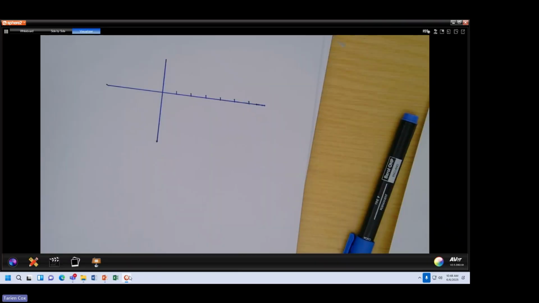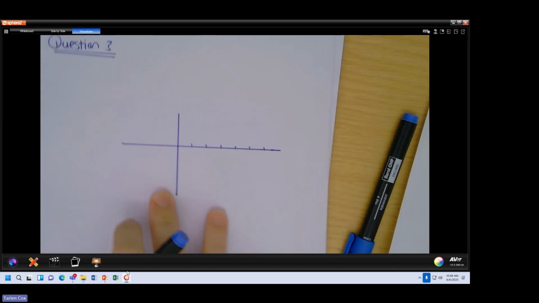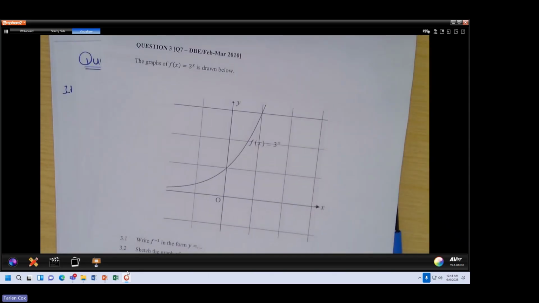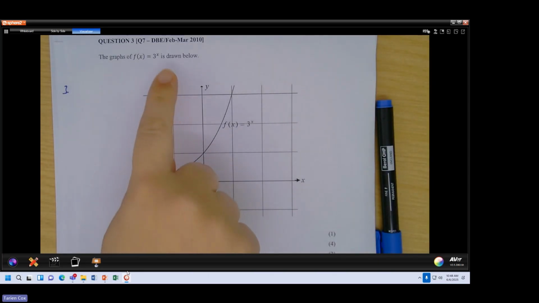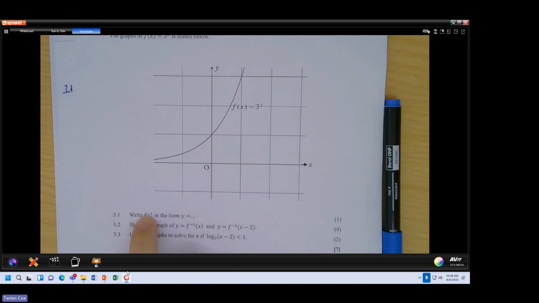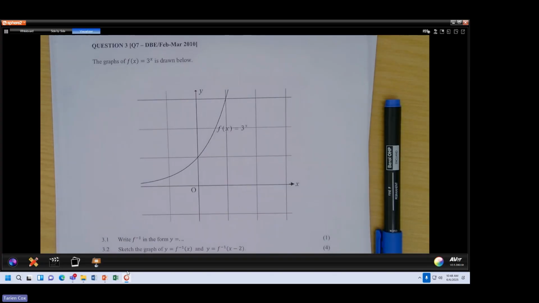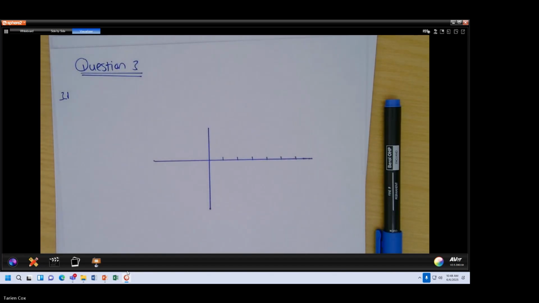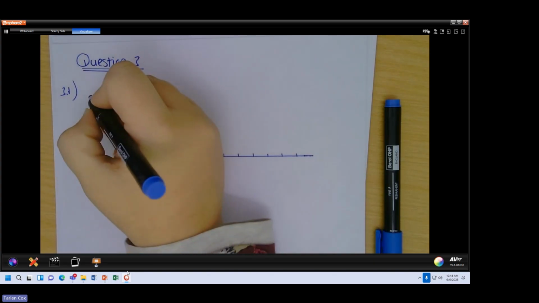Right. Grade 12, let's look at the questions, answers. Question 3.1. First of all, let's quickly see that is an exponential graph. We can see it's been drawn for us. They say f to the power of -1, which means that is your inverse. Right? So when we do exponentials inverse, we've done one already for the straight line. We now need to do the inverse for the exponential.